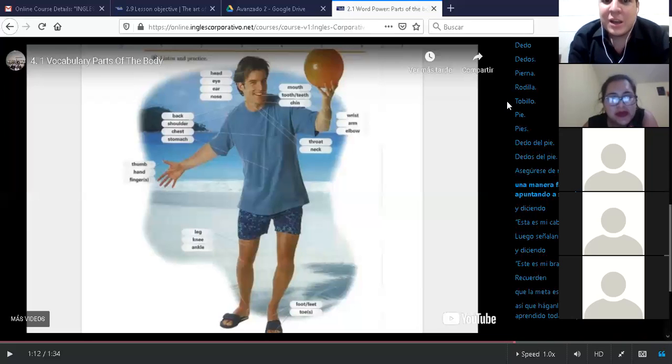Toe. Very good. This? Neck. When you hear in the neck, now you know why, okay? Neck is cuello. And how do you say garganta? Throat. Very good. Alrighty, guys. So that's all. We are finished with the body parts. Remember, you have to memorize them, all right?